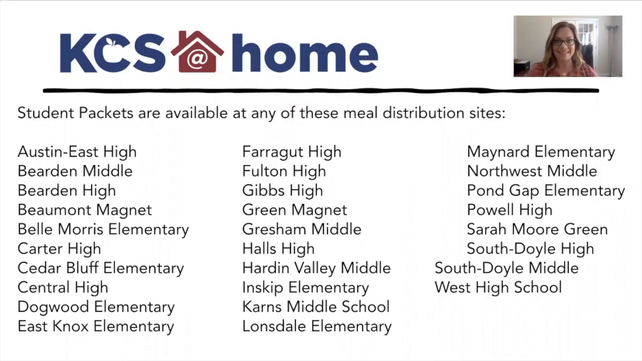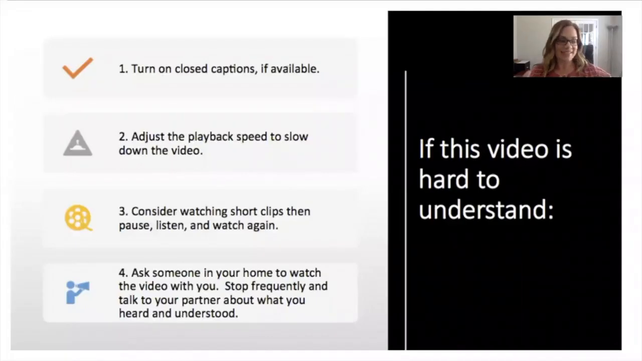Now, let's get started. Okay, guys, as I go through this video, just a few things to know. If the video for some reason is hard to understand, you can turn on closed captions if available. Sometimes it's noted by having the CC there at the bottom of the screen. You can adjust the playback speed to slow down the video. So if you feel like I'm going too fast, you can always slow it down, and I'm going to sound a lot slower.